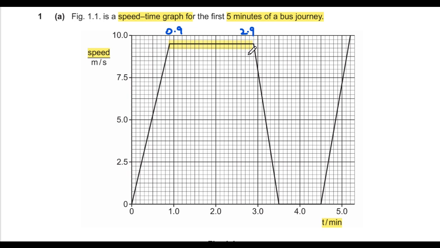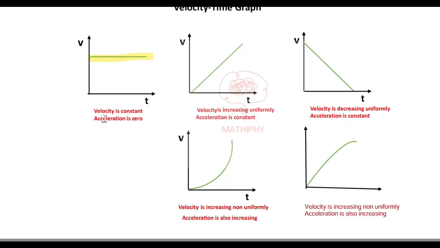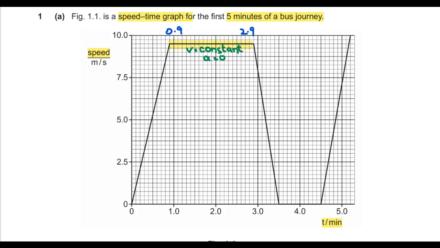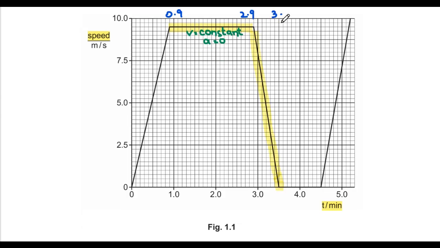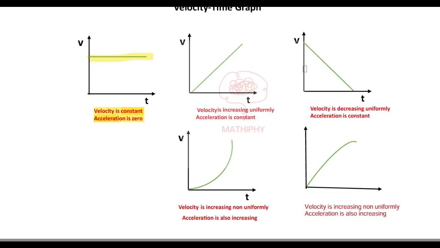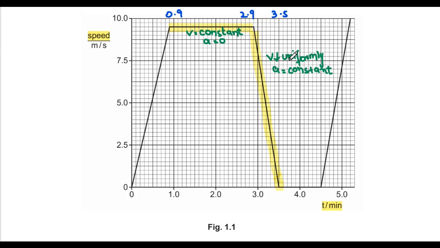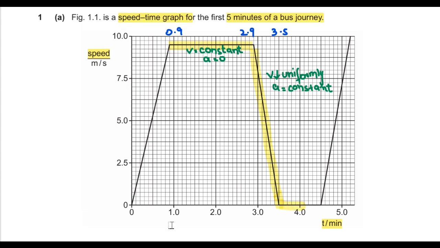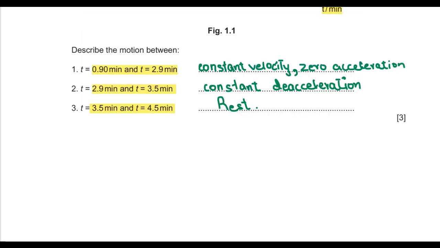So if I see my velocity time graphs, when a line is straight, the velocity is constant and acceleration is 0. So I can say from here velocity is constant and acceleration is 0. From 2.9 to 3.5 it's a falling line, and a falling line on a velocity time graph says that velocity is decreasing uniformly and acceleration is constant. So I'm writing over here. From 3.5 to 4 the velocity is 0, so that means the body would be at rest or stationary. So I'm writing rest. Writing all the information over here.